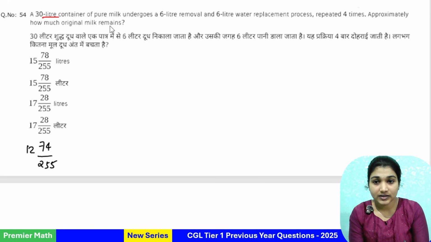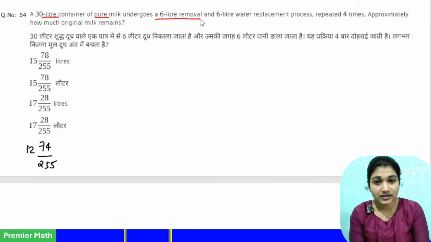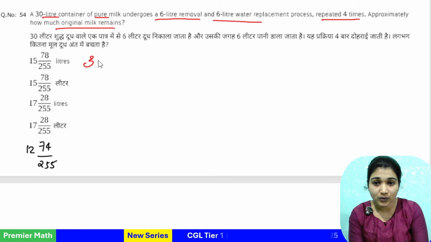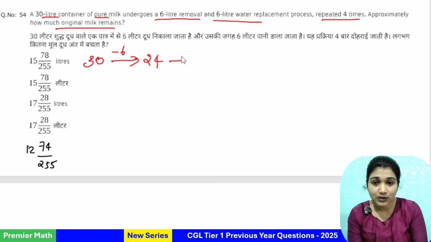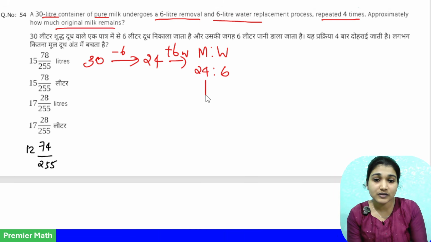A 30-liter container of pure milk undergoes a 6-liter removal and 6-liter water replacement process, repeated 4 times. Approximately how much original milk remains? Either you can do it with the formula method or without the formula method. Here 30-liter pure milk. Now 6 liters of milk is taken out, means remaining is 24. To this again 6 liters of water is added. Then the milk to water ratio becomes 24:6. And from this again 6 liters is removed.